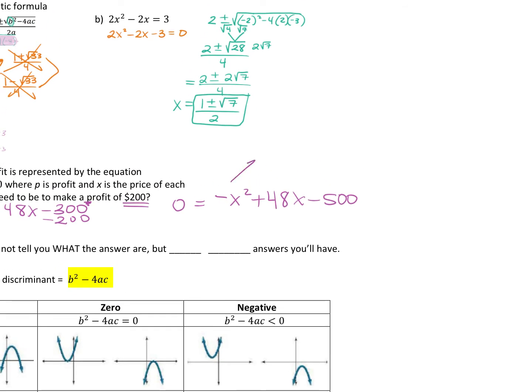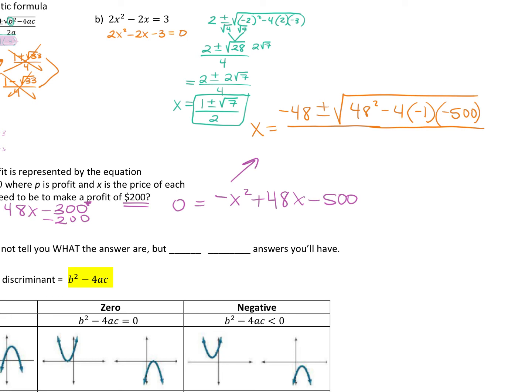And I'm actually going to move up here because I just didn't give you a lot of room. Sorry about that. So this will be x equals, what is a negative b right now? Negative 48 plus or minus the square root b squared, so 48 squared minus 4. What's your a value? Negative 1. And your c value is negative 500, all over 2 times a negative 1.